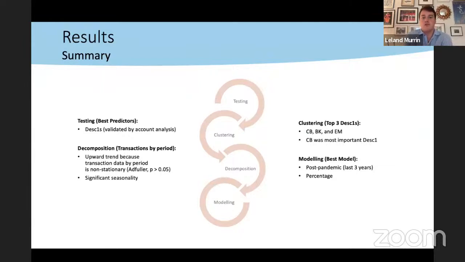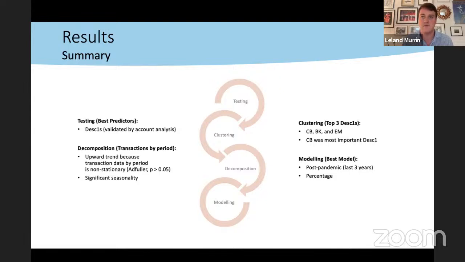So in summary, for the results, the best predictors that we saw from testing were description ones by far. It was also validated by the count analysis just to get an idea. For clustering, the top 3 description ones that popped out were CB, BK, and EM, CB being the absolute most important. From seasonal decomposition, there was definitely an upward trend that was confirmed by Fuller testing.